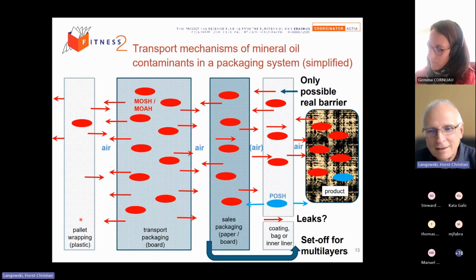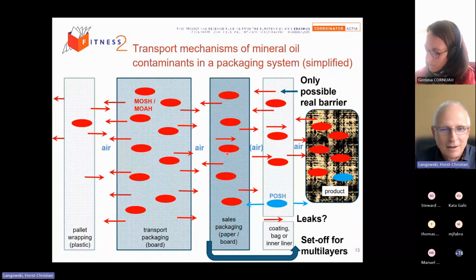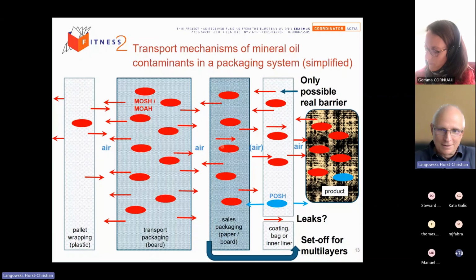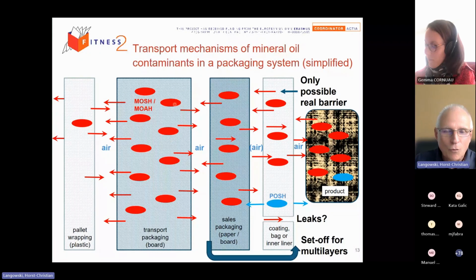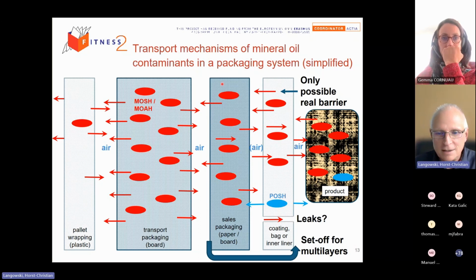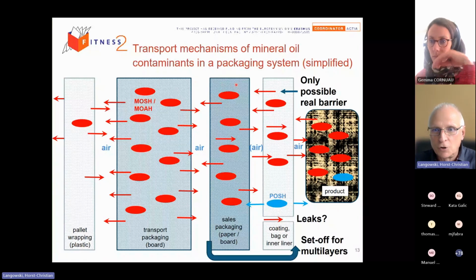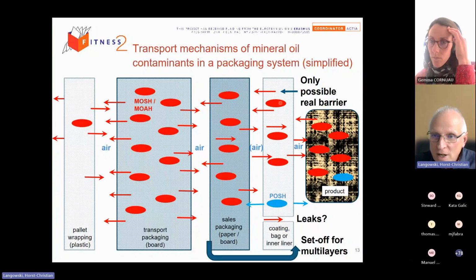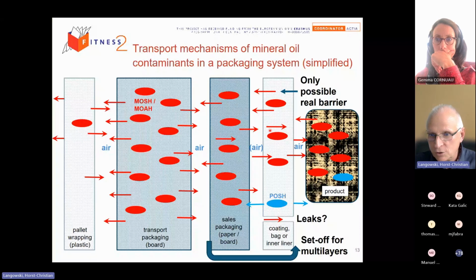Okay, then the question is, what is really happening in practice? This is a schematic presentation of what is in such a packaging system. You usually have everything on a pallet. You have a wrapping on the outer side. You have the transport packaging. You have a sales packaging, in this case made from recycled paper and board, but maybe also fresh virgin fiber paper and board. We may have a coating or an inner liner, and then we have the product.